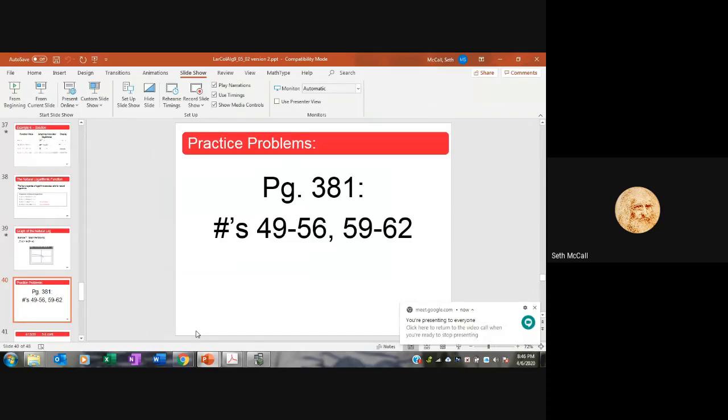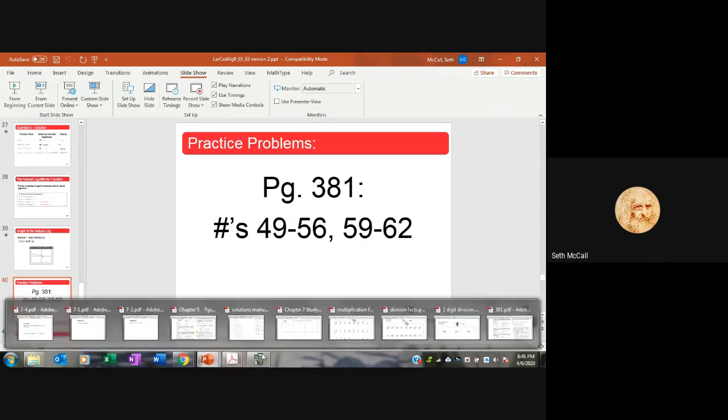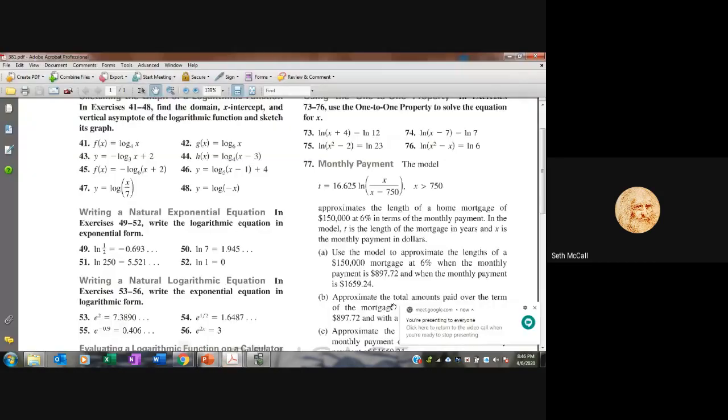I'm going to cover page 381, 49 through 56, and then 59 through 62 today. Hopefully you didn't have too much trouble with that. They're basically using the logarithm rules that we learned a few days ago, but now they're in the form of a natural log. That's really the only difference here. So let's get started. Let's start with number 49.